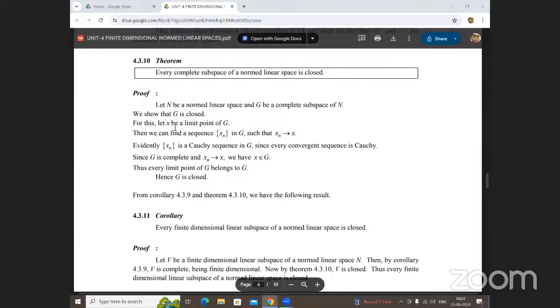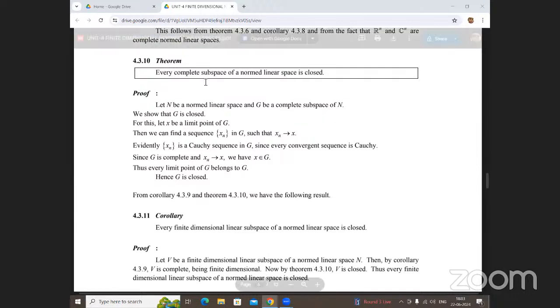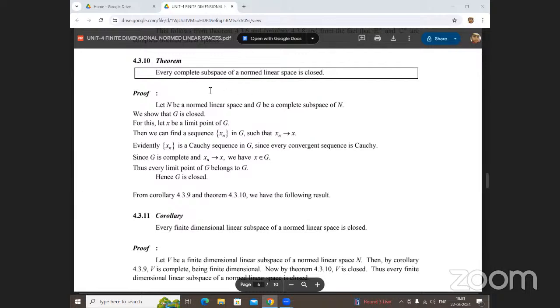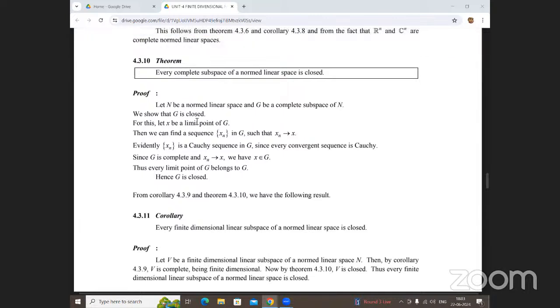Now, first of all, take the normed linear space as capital N and let G be a complete subspace of N. The complete subspace is denoted by capital G and the normed linear space is capital N. So, a complete subspace is closed. That is our proof. We must show that the complete subspace capital G is closed. Now we take one element, say X, that is a limit point of capital G.